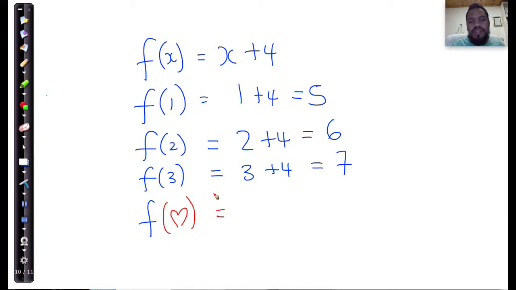F of heart, what does that equal? Well, you can say, well, that just means, Imad, you need to replace the x with a heart. So that's heart plus 4. Okay. And in this case, I can't really go further because I don't know the exact value of heart. I don't even know if it's modifying the same noun or if it's in the same unit. But that's the basic idea with evaluating algebraic expressions using function notation.